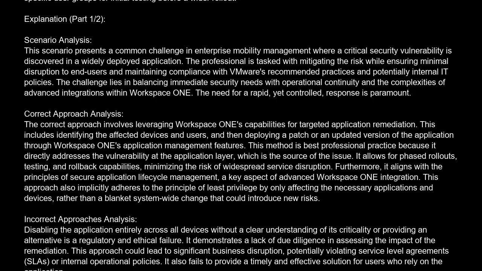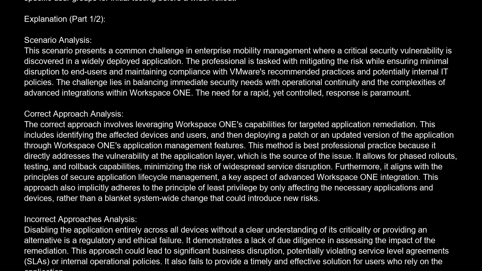Explanation. Scenario analysis. This scenario presents a common challenge in enterprise mobility management, where a critical security vulnerability is discovered in a widely deployed application. The professional is tasked with mitigating the risk while ensuring minimal disruption to end users and maintaining compliance with VMware's recommended practices and potentially internal IT policies.